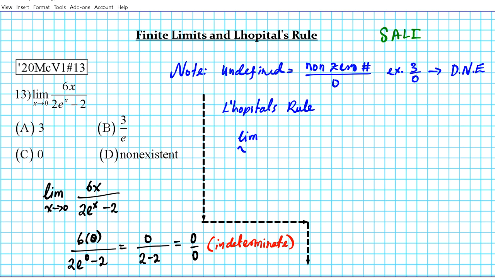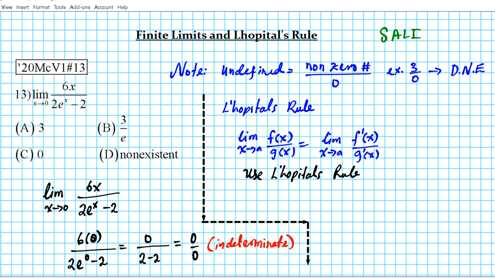If you're looking for the limit as x approaches a of f of x over g of x, it is the same thing as looking for the limit as x approaches a of the derivative of the numerator divided by the derivative of the denominator. All right, so that's what we're going to do with this problem. We're going to use L'Hopital's rule. All righty, okay, let's do it.